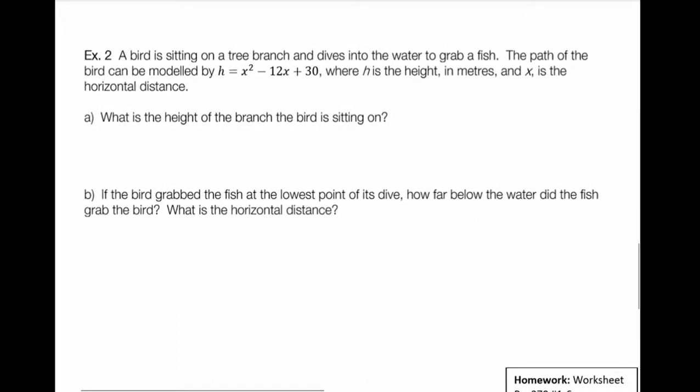Moving on to number 2. So a bird is sitting on a tree branch and dives into the water to grab a fish. The path of the bird can be modeled by h equals x squared minus 12x plus 30, where h is the height in meters and x is the horizontal distance. A wants to know what is the height of the branch the bird is sitting on. So another way you can think of this, you could think of it as the starting height.